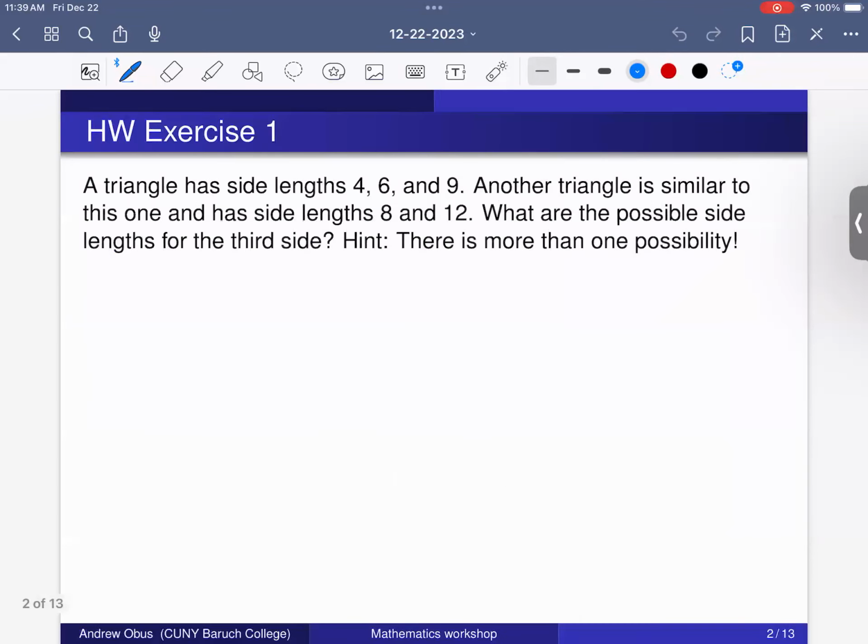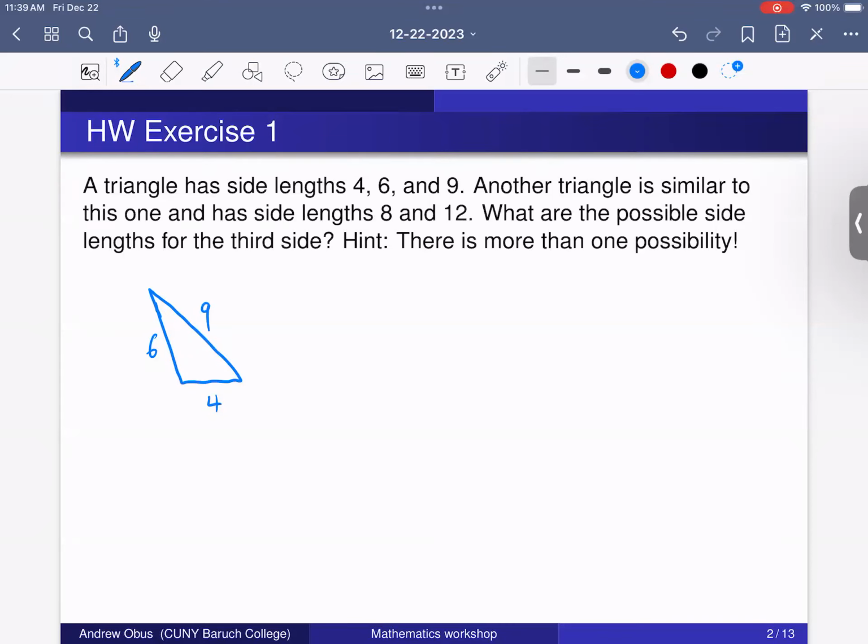So let's talk about this first problem. We have a triangle with side lengths 4, 6, and 9. This triangle is not going to be a right angled triangle. It's going to look something like this. Maybe that's not a good picture. Let me try something a little bigger. If this is 6, this is 4. It may look something like this. So 4, 6, and 9.